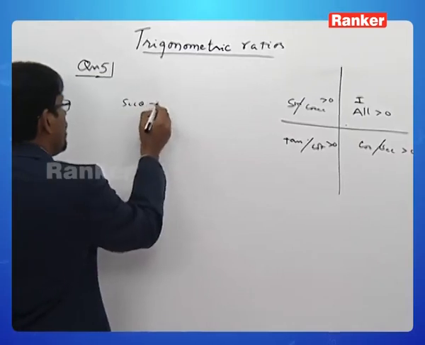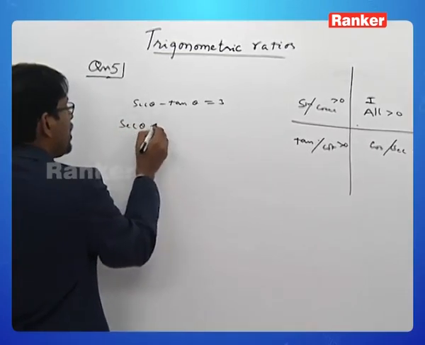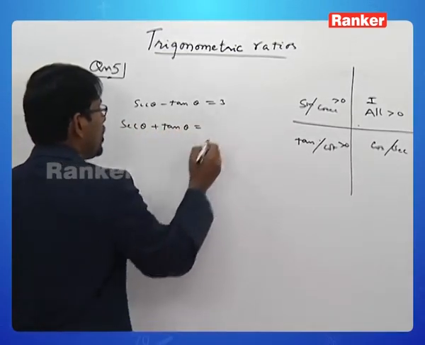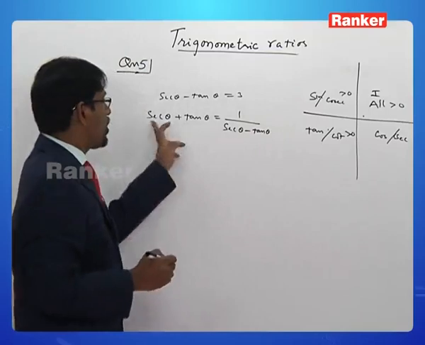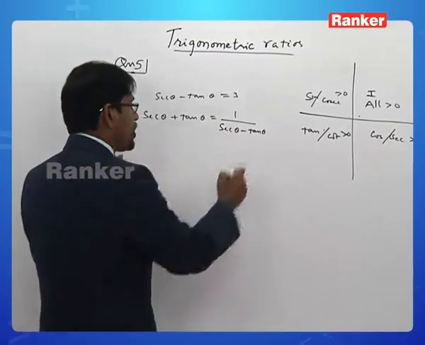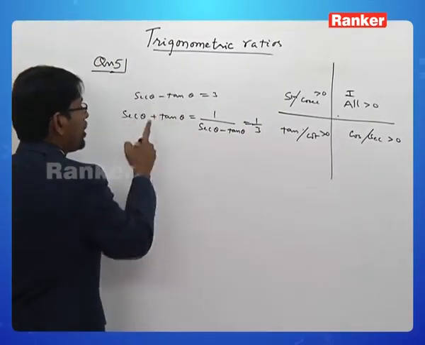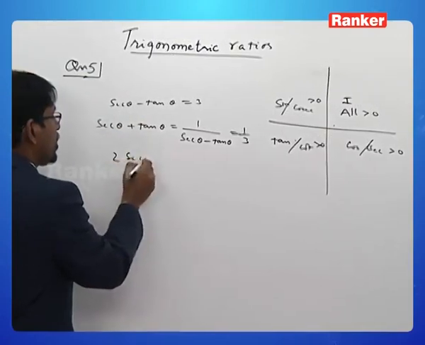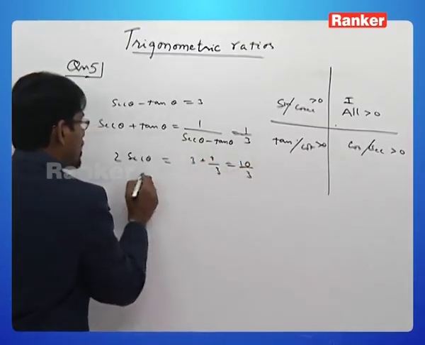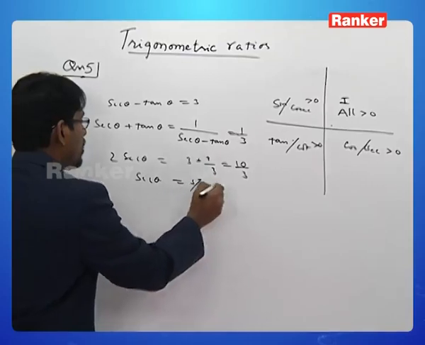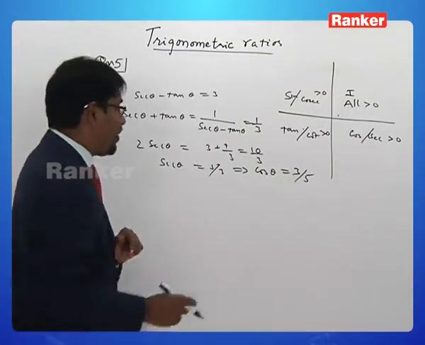Now use this. Secant theta minus tan theta is equal to 3. Now secant theta plus tan theta will be equal to 1 by secant theta minus tan theta, because secant square theta minus tan square theta is equal to 1 for us. So this has to be 1 by 3. So we can generate one more equation here. Now adding these two, secant theta is equal to 3 plus 1 by 3, that gives us 10 by 3. So this gives us secant theta to be equal to 5 by 3, which in turn implies cos theta is equal to 3 by 5.